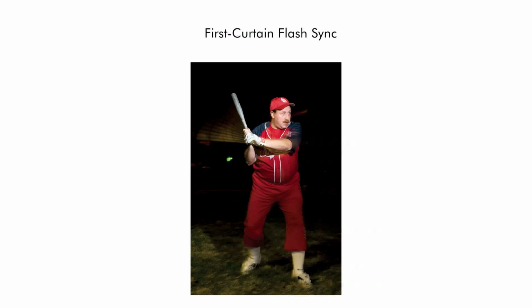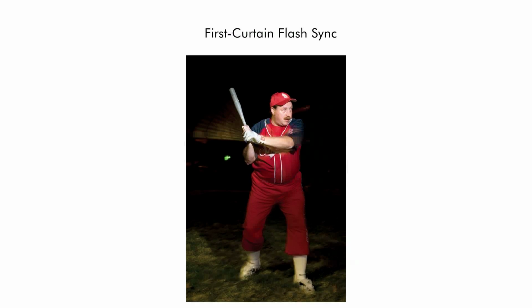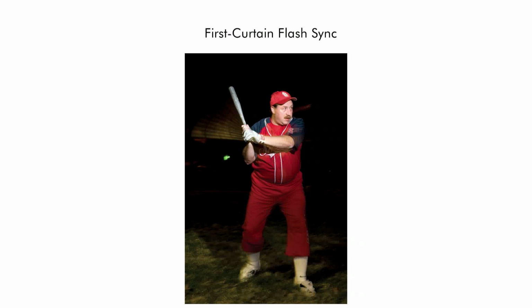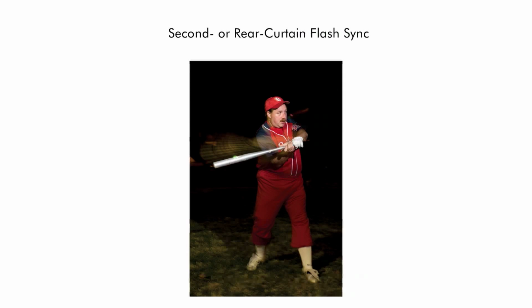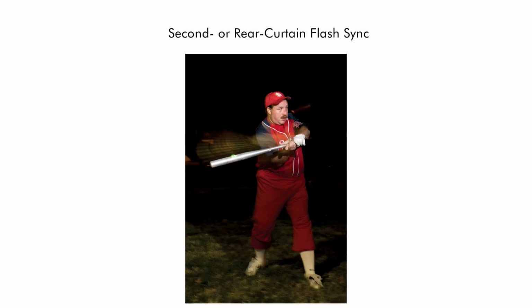In first curtain sync mode, the flash will fire as soon as the first shutter curtain is completely open. The flash freezes moving subjects at the beginning of the exposure, making ambient light record as a blur in front of the subject when you're using slower shutter speeds. Second curtain sync fires the flash just before the second curtain closes, so ambient light creates blur behind moving subjects when you're using slower shutter speeds. That gives a much more accurate sense of movement.